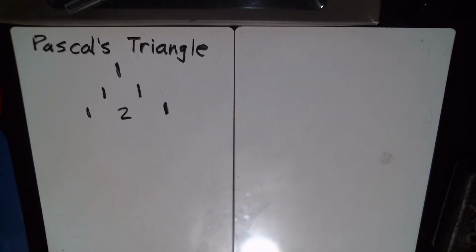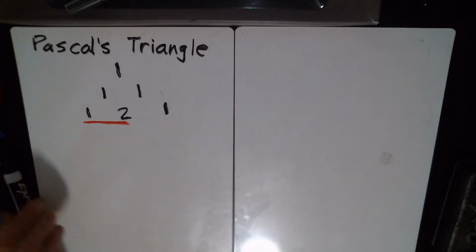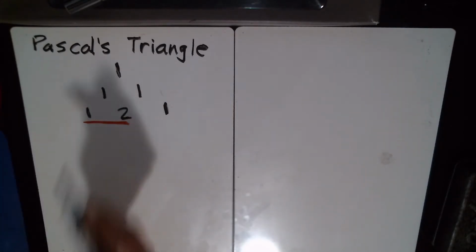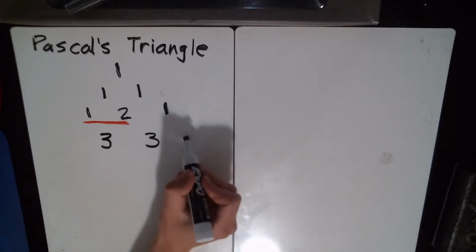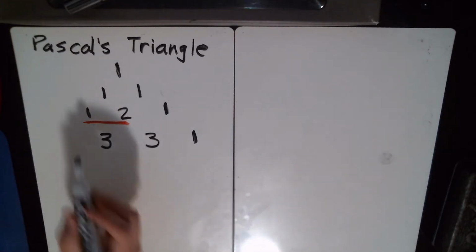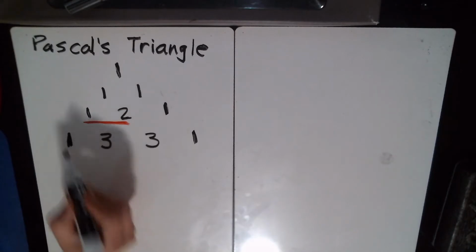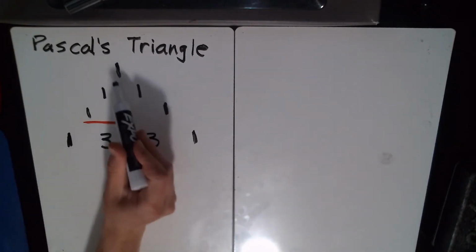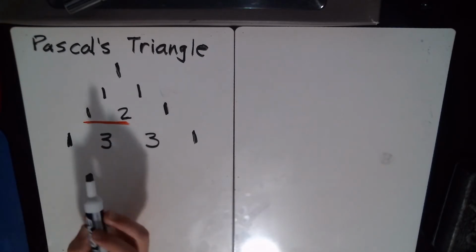And then you do the same thing for the next row. These two added together would give you a 3, right? This would give you a 3. These two added together would give you a 3. This would give you a 1. 1 plus nothing, and then 1 plus nothing over here would also give you a 1. So you'll notice it's kind of a triangle with 1s on the outside, and then you've got some other numbers on the inside, okay? And again, we can keep doing this.